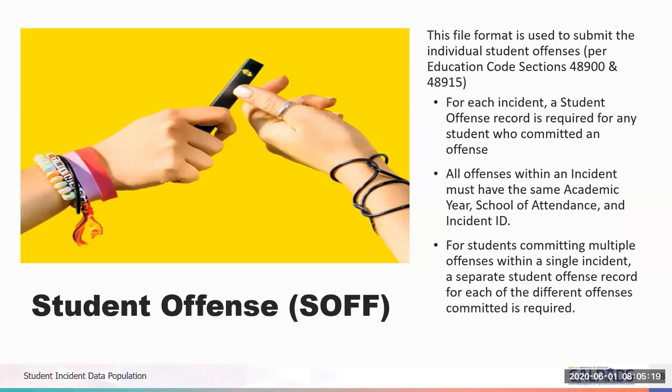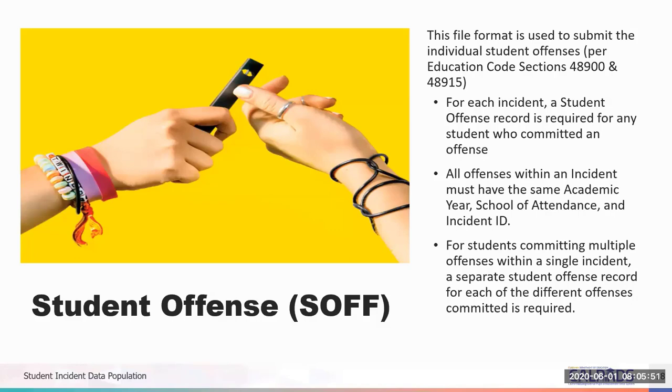So let's look at student offenses. This file format is used to submit individual student offenses per Education Code 48900 and 48915. For each incident, a student offense record is required for any student who committed an offense. All offenses within the incident must have the same academic year, school of attendance, and incident ID. For students committing multiple offenses within a single incident, a separate student offense record is needed for each of the different offenses.